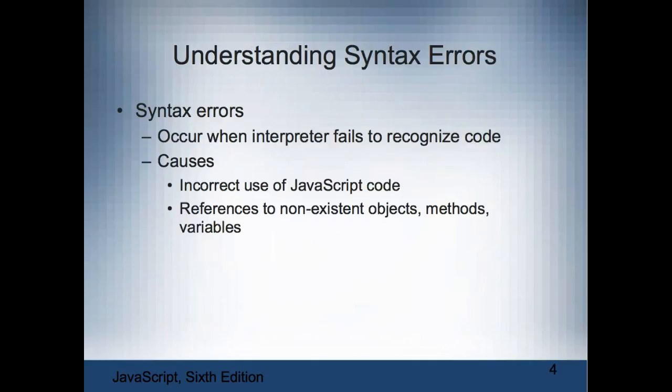Understanding syntax errors. Syntax errors occur when an interpreter fails to recognize the code. Remember, JavaScript is an interpreted language, meaning that instead of the file being compiled all at once, it's instead read line by line by the browser. Causes of syntax errors include incorrect use of JavaScript code, for example forgetting a semicolon or a closing curly brace, or references to non-existent objects, methods, or variables, for example trying to use a variable that you haven't yet declared.